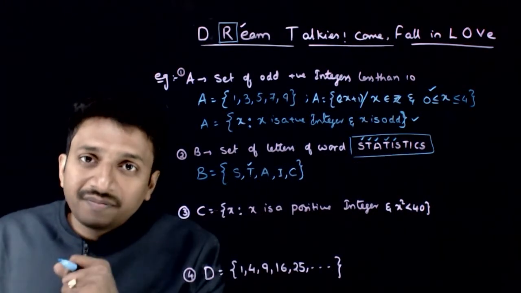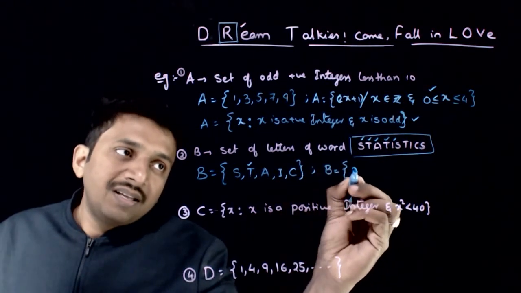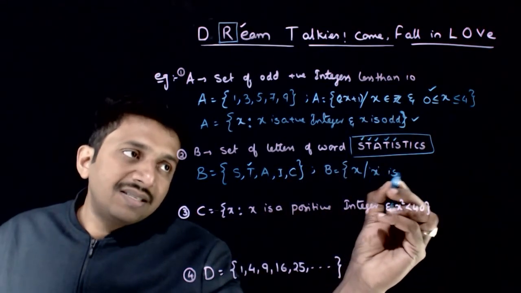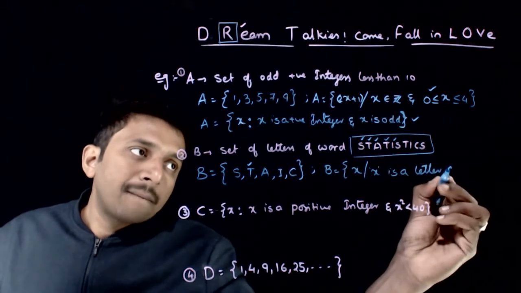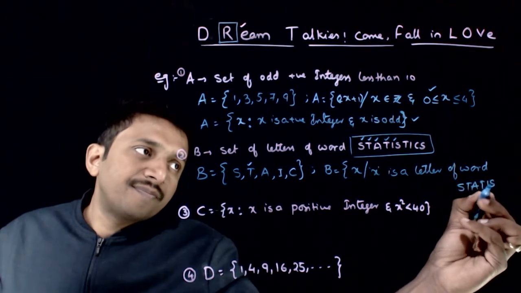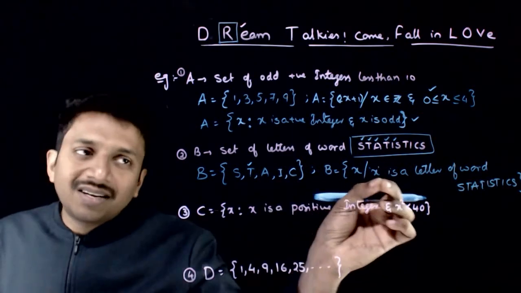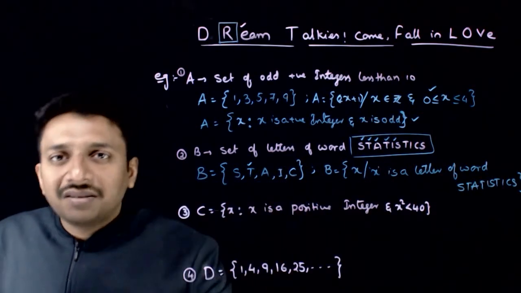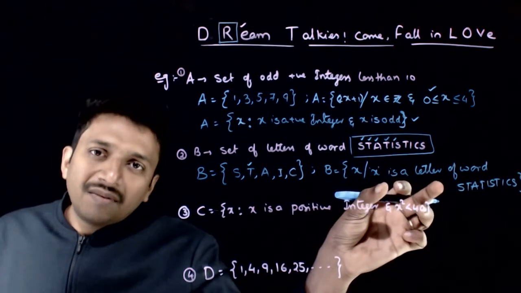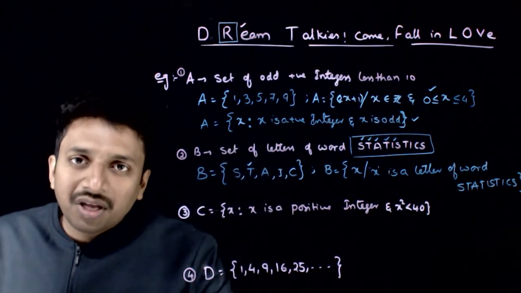Some letters are repeating. And what is the set builder form for this? B is nothing but the set containing an element X, such that X is a letter of the word statistics. So I can write it like this. Or X such that X belongs to the set {S, T, A, I, C}. That can also be a set builder form. So you have to make sure that once you have a description, if you expand it, you should be able to get the set that we are talking about.